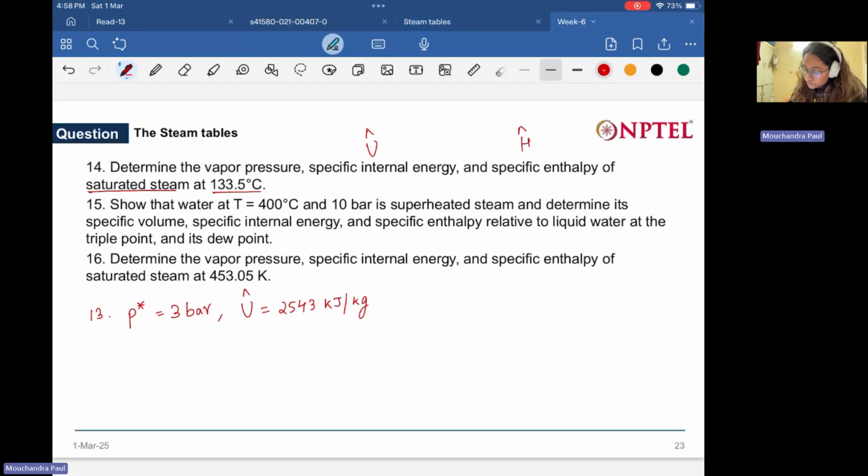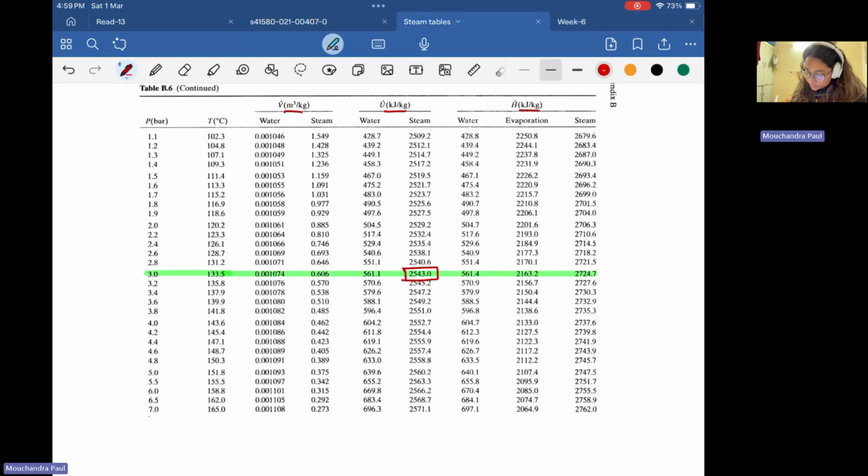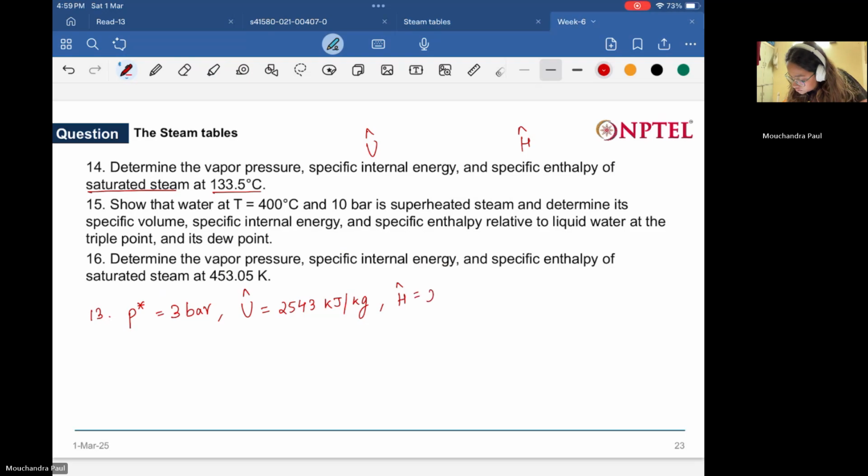Then we have to also get the specific enthalpy, H hat of saturated steam. So this is the value, 2724.7 kilojoule per kg. Okay. So these are the values that are required or asked in this particular question. Let's look at another question now.